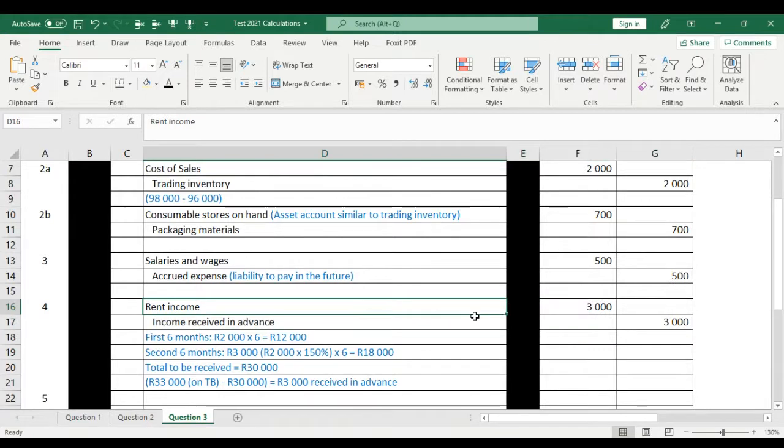So we reduce the rent income with 3,000 by debiting it, and then we credit the income in advance to show that if something happens today and the tenant can't use that place, we would actually repay them that amount. We would owe them that money.